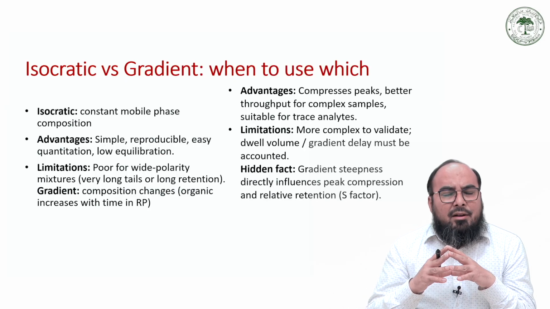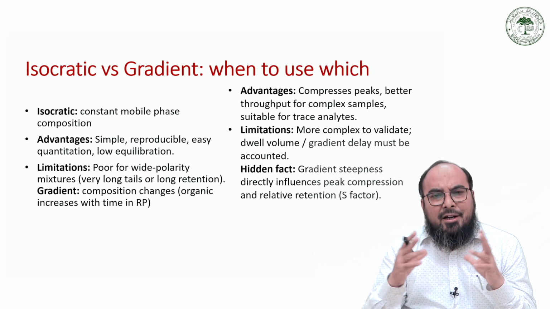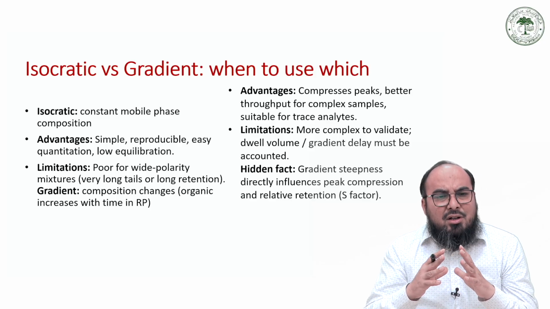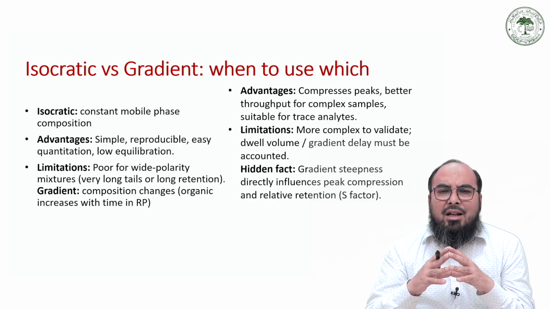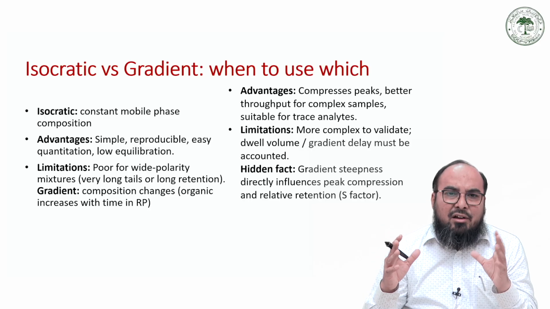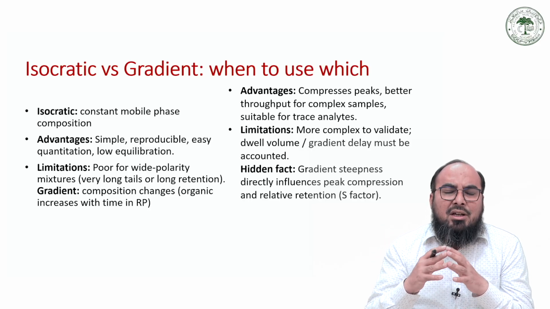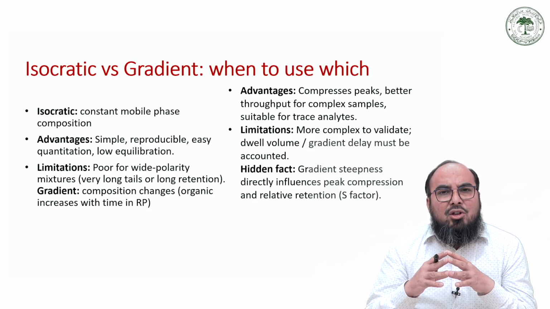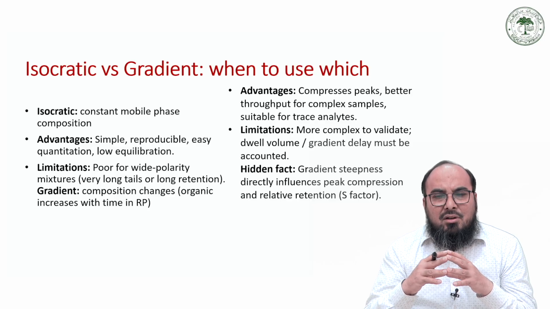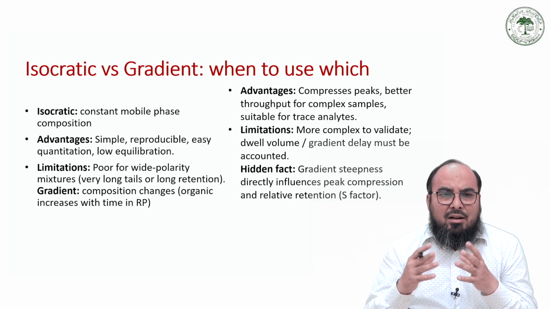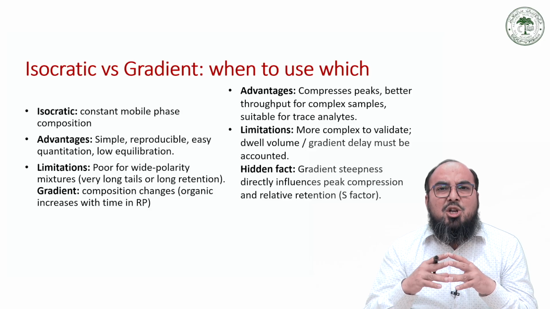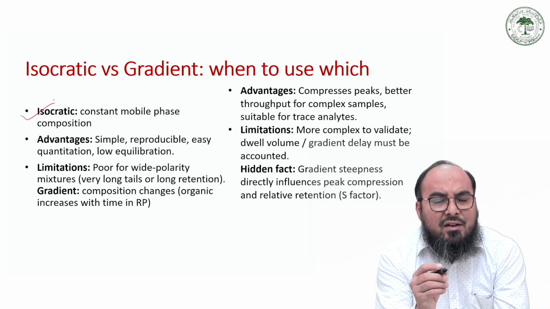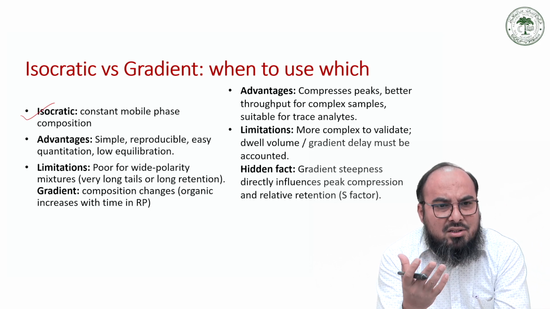Now let us compare isocratic mobile phases and gradient mobile phases. As we know, isocratic mobile phases are those where we have a constant mobile phase composition, where the polarity remains constant throughout the separation process, while in gradient you keep changing the mobile phase polarity so that you can have better elution, so that you can have shorter retention times. And this is actually the newer one, because earlier isocratic was the traditional mobile phase. So isocratic, as we have said, the polarity remains constant throughout.